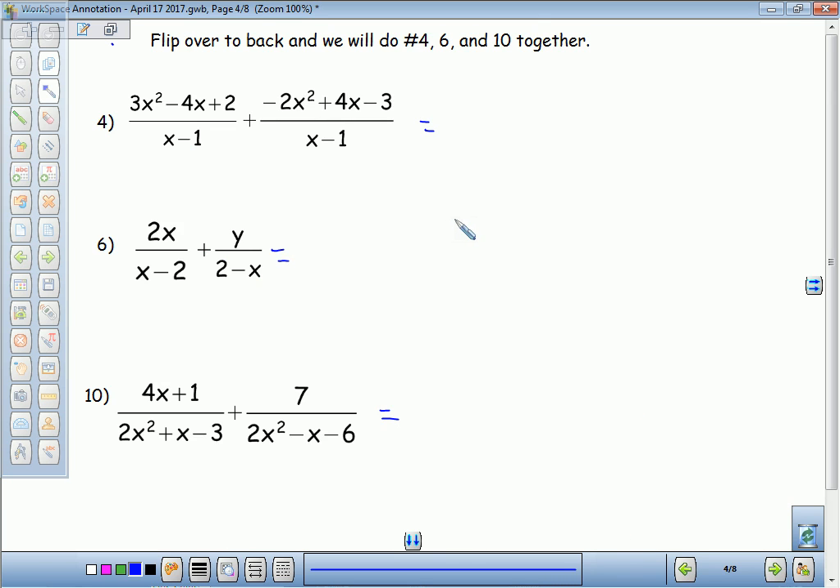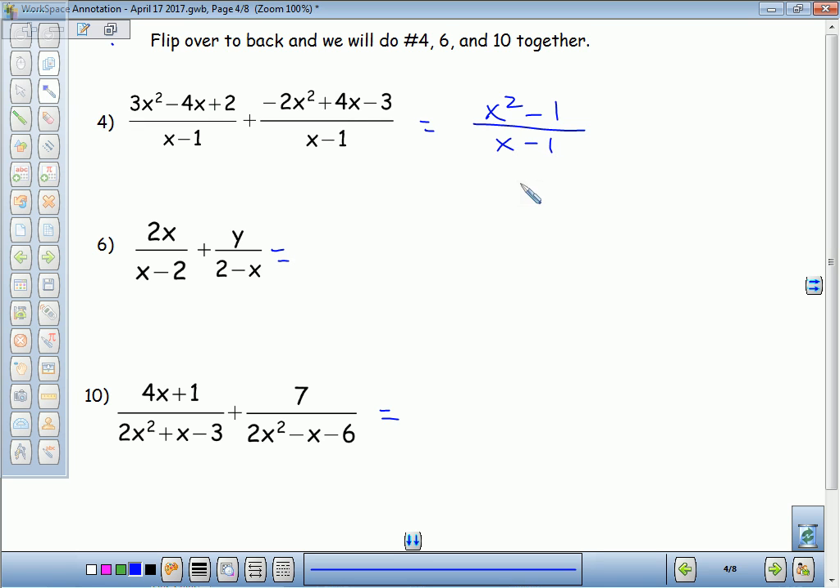Okay, so number 4 already has a common denominator. So when it has a common denominator, we just go ahead and add our numerators. So let's do like terms. 3x squared and negative x squared and negative 2x squared is x squared. Negative 4 and positive 4 cancel. And then positive 2 and negative 3 is negative 1.